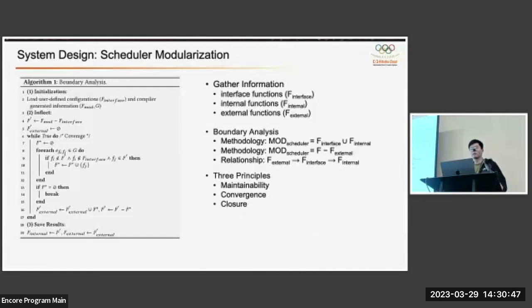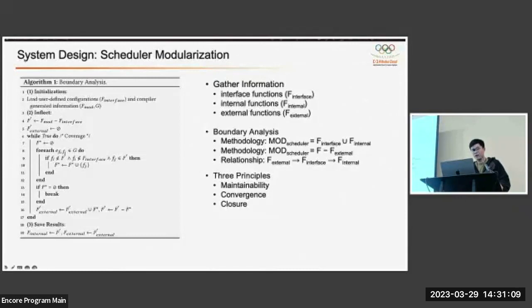First, easy to maintain. The developers just need to maintain the set of interface functions and the internal data. The boundaries should be convergent, and the scheduler is a closure, which means the kernel can only interact with the scheduler through interface functions.